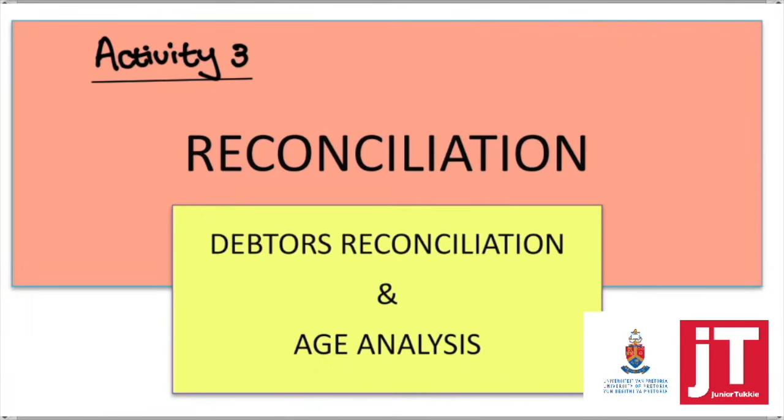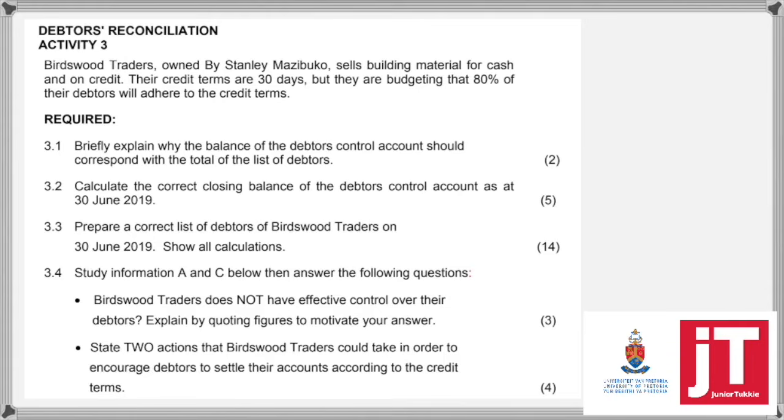I am Mrs. Bromacombe. Activity 3, we are going to look at the debtors reconciliation and the age analysis. So if I look at this activity, Birdswood Traders, owned by Stanley, sells building material for cash and on credit. Their credit terms are 30 days, but they are budgeting that 80% of their debtors will adhere to the credit terms. This is important information to take note of for later on.